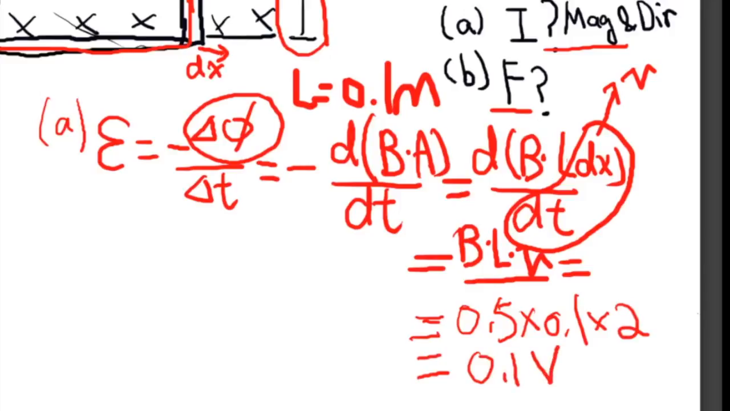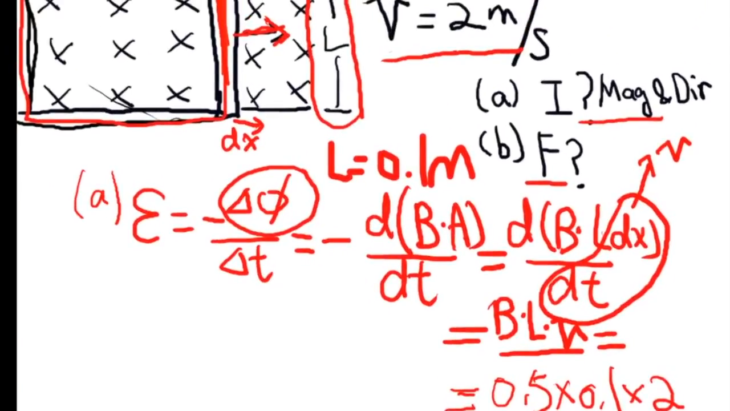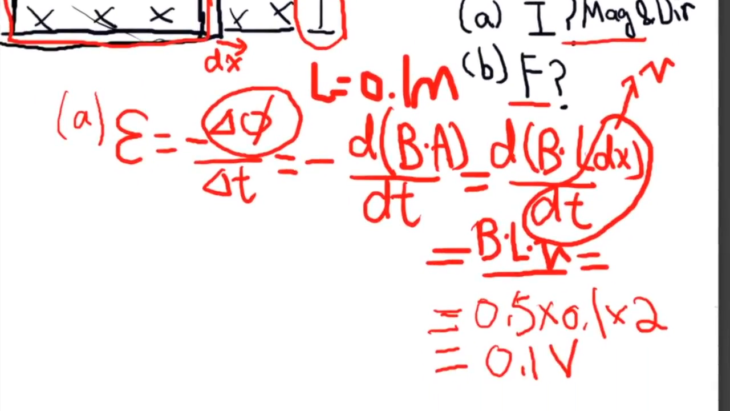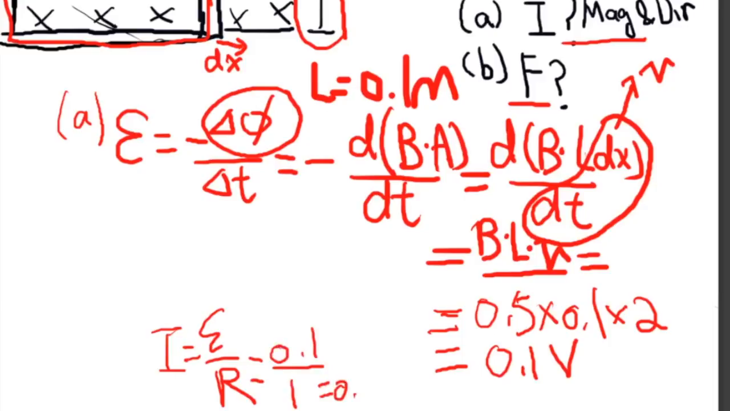However, this problem asks for the magnitude of I. So let's make a basic conversion. I equals emf over resistance, which is 1 ohm. So 0.1 over 1 equals 0.1 A. Yay! Did you get that?